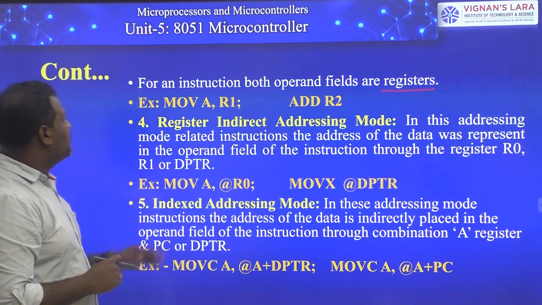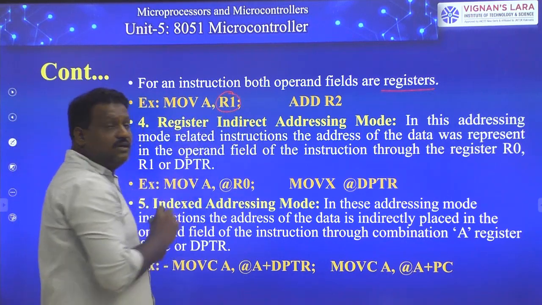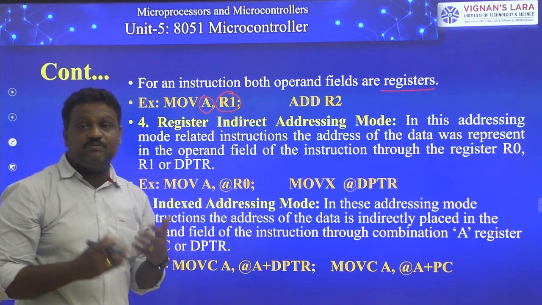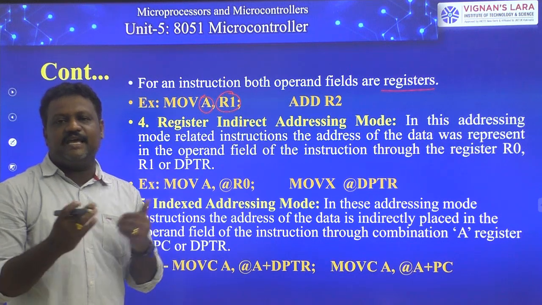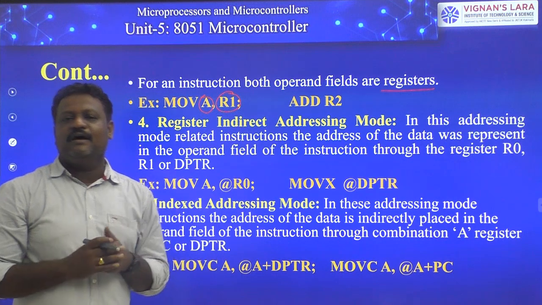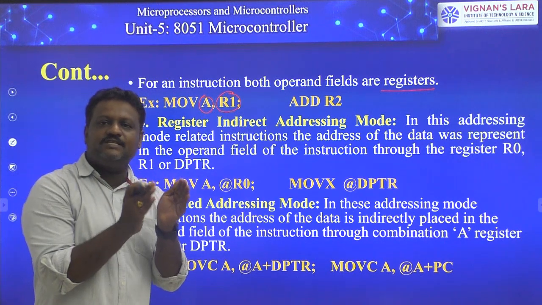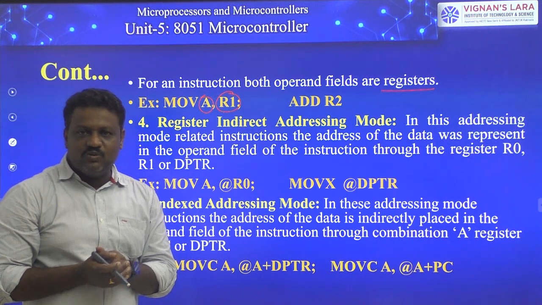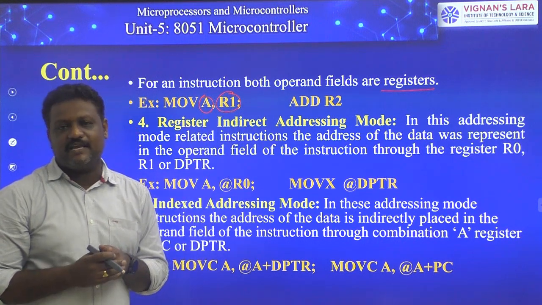If you see the example, MOV A, R1. Friends, this is our source and this is our destination. For this instruction, source and destination are both registers, because the source is the R1 register and A is nothing but the accumulator register, which is our destination. What is the meaning of this instruction? Move the content of register R1 to accumulator register A.